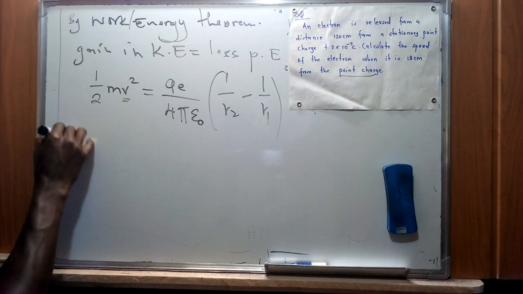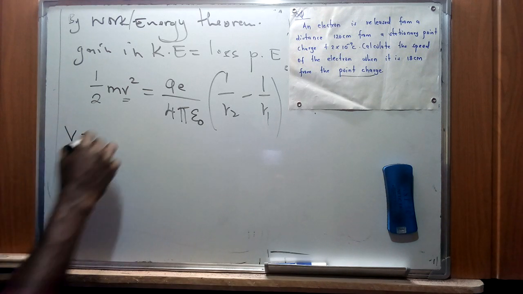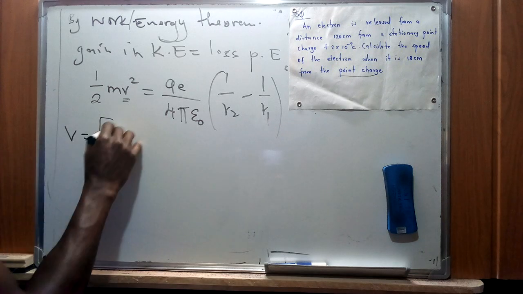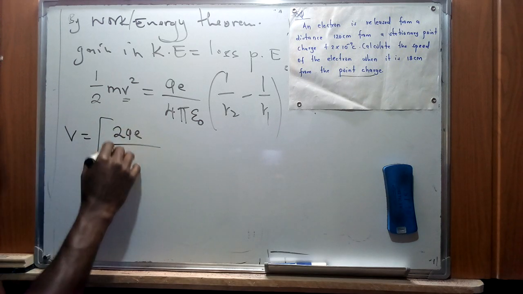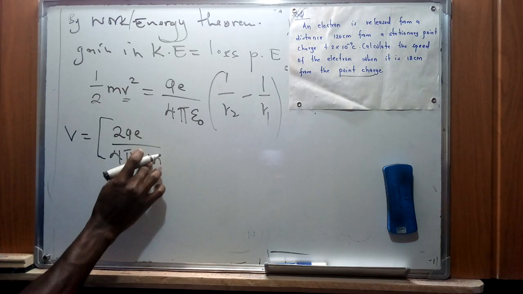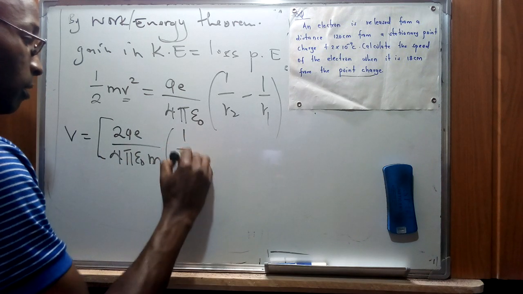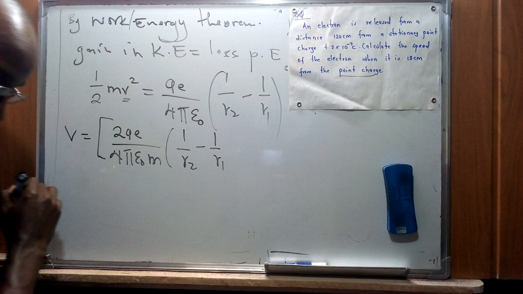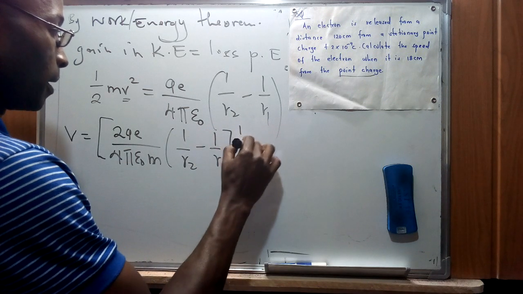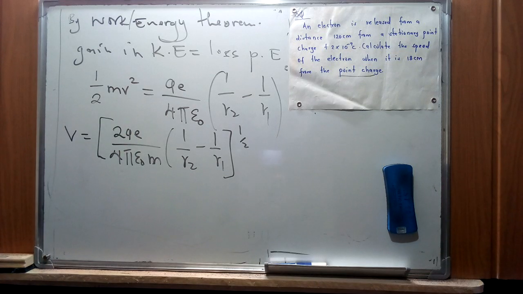So therefore we're going to make V the subject of the formula, and we are just going to write it down for the sake of space. This is going to be V equals the root of 2QE all over 4 pi epsilon naught m, times 1 over R2 minus 1 over R1. M in this case represents the mass of that specific particle. Now for an electron, that mass is a constant. Remember this V was just a square, so therefore that is going to be the root of that.